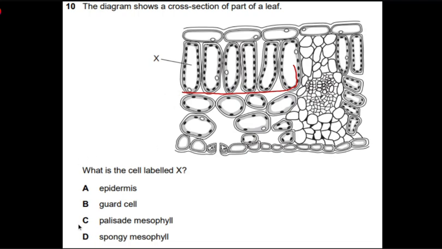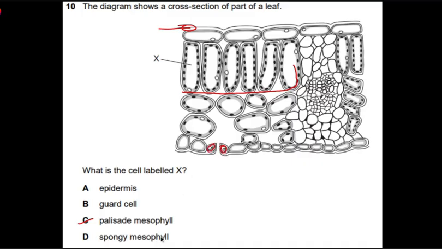So we are going to go for C. Then where is the epidermis? The epidermis is this part here. Now let me just do this. Okay, the epidermis is this part here, and this one is called the upper epidermis. What about the guard cells? The guard cells, we have this one here and this one here. So these are guard cells.